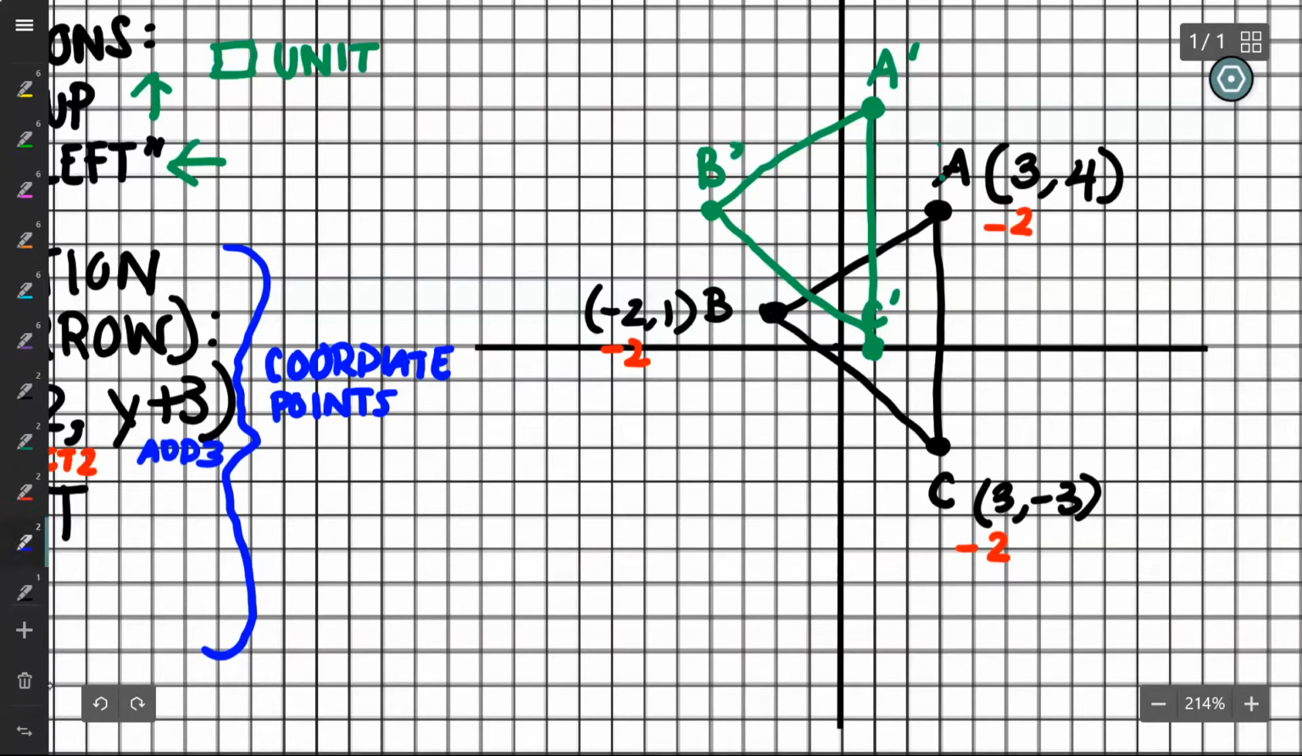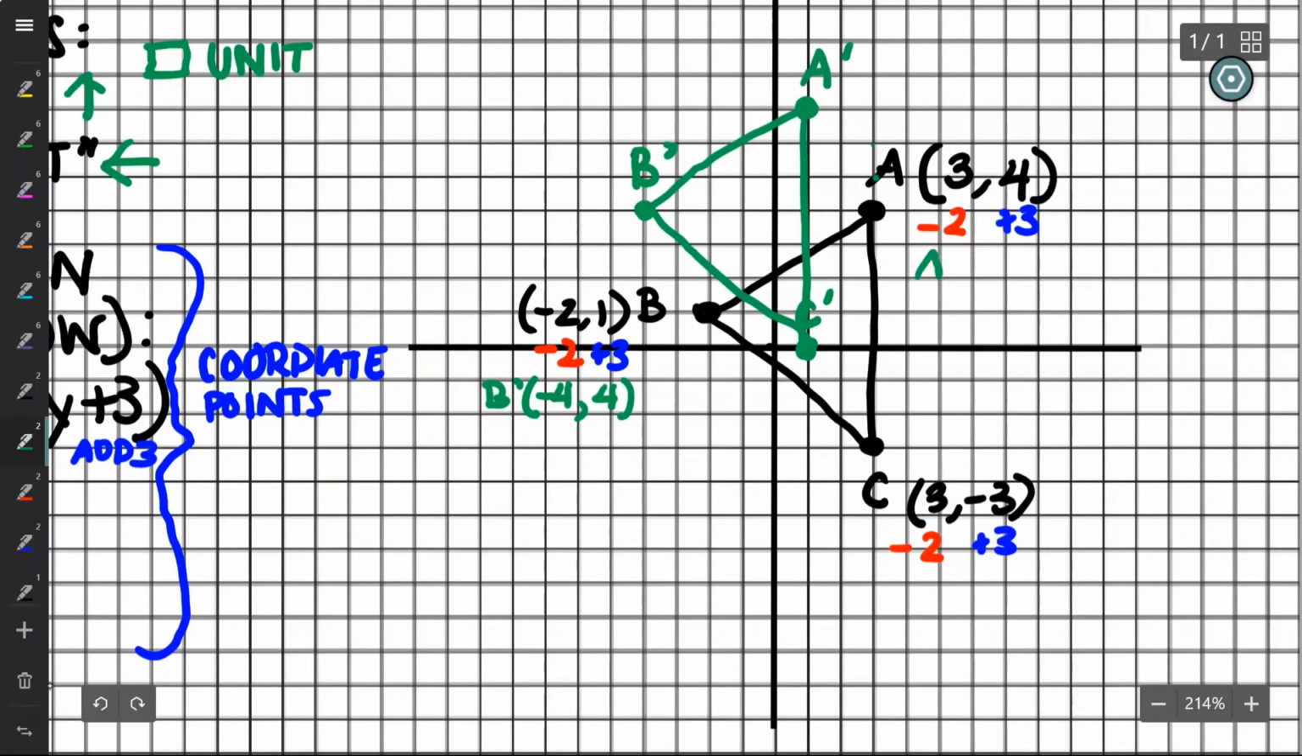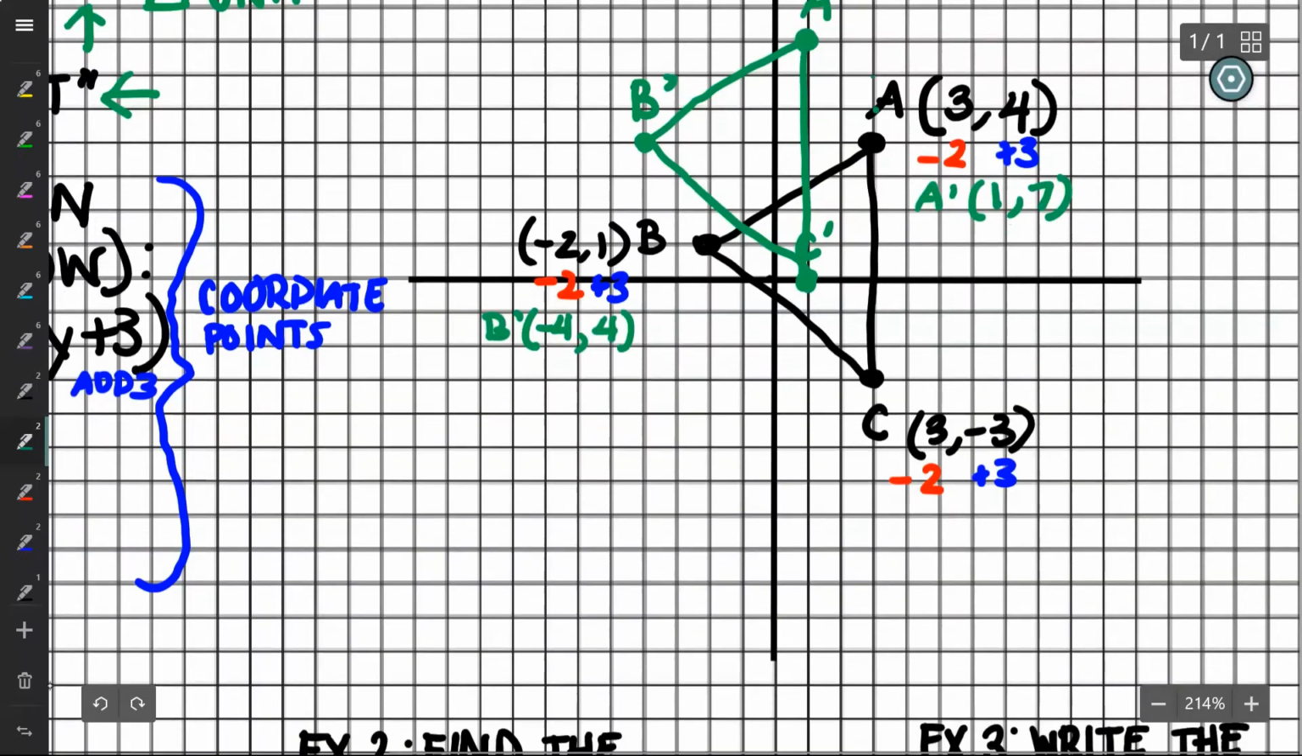And add 3 to all of my y's to get my new coordinate points, and we're going to use that to check to see if we have our coordinates right. So this means that my A prime should be 1, 7. My B prime should be -4, 4. And my C prime should be 1, 0. Now I'm going to go through and write out the coordinate points.